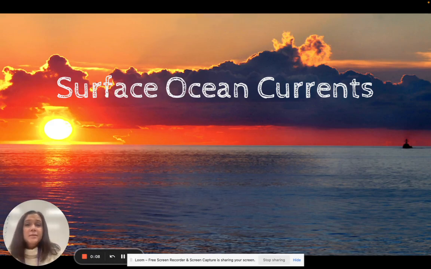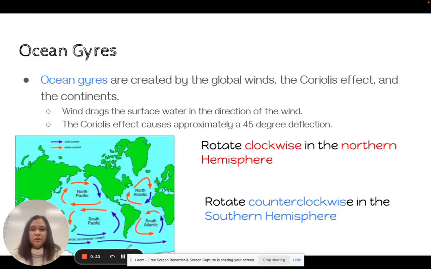I do not have a number for which standard this goes with, but it's kind of in between the winds that we just looked at and what's coming next with El Nino and La Nina patterns. You have to kind of understand what's going on with the ocean first. So we're going to talk about surface ocean currents and deep ocean currents.